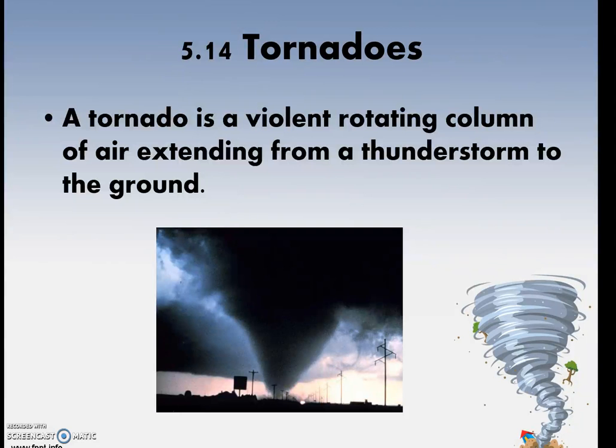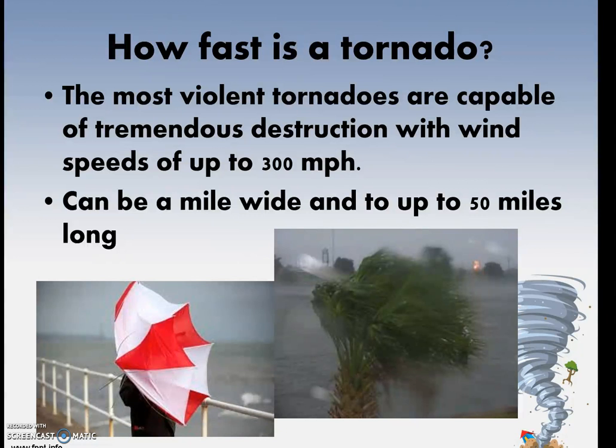And lastly, we have 5.14 tornadoes. A tornado is a violent rotating column of air extending from a thunderstorm down to the ground. Tornadoes can be very fast, with winds up to 300 miles per hour, and they can be up to a mile wide. I think the largest recorded, though, was over 2 miles wide and up to 50 miles long, their path of destruction.